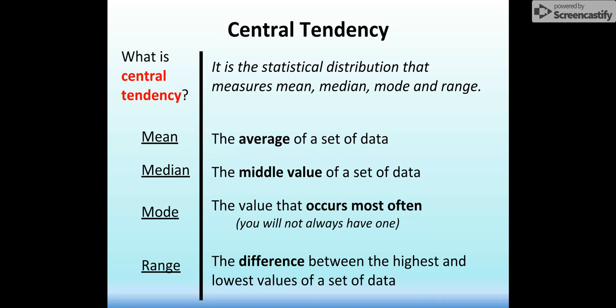Range is simply the difference, subtracting, between the highest and the lowest value in a data set. For instance, if you're talking about your grades, your highest test for the year was a 95 and your lowest test was a 75. 95 minus 75, 20 points. So the range or the variance in your test grades is 20 points.